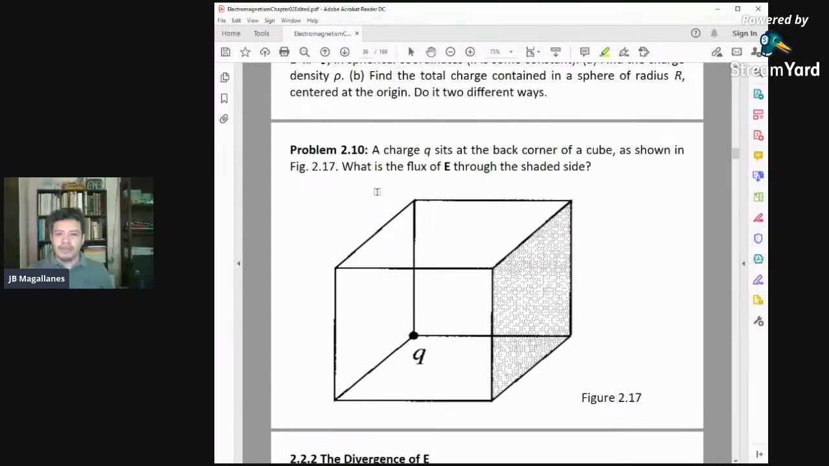There's another problem here. A charge Q sits at the back corner of a cube, as shown in figure 2.17. What is the flux of E through the shaded area? Through the shaded area here. So how would you calculate that?